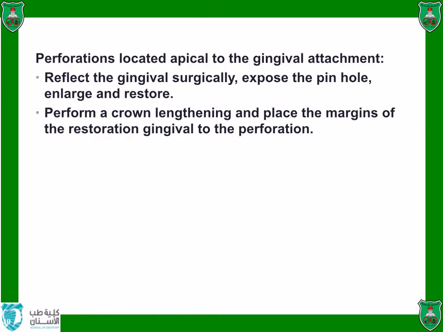Now what will happen if it's under the gingival attachment, apical to the gingival attachment? In this area it's deep, we can't see it with our eyes. We need to reflect the gingiva surgically, expose the pinhole, enlarge it and restore it with a restoration, or we should perform a crown lengthening and place the margin of the restoration gingival to the perforation, in the case of indirect restoration. We will do surgery, this is the perio surgery I spoke about. We will do crown lengthening and then place the margin of the final indirect restoration gingival to the perforation. So our finish line will be a little bit deeper than the perforation area.